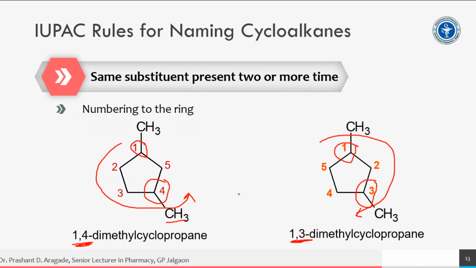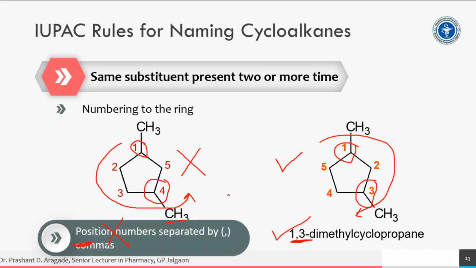So remember that you have to number the cycloalkane in such a way that the substituent-carrying carbon atoms possess the lowest possible numbers. The lowest possible numbers are 1 and 3 as compared to 1 and 4. So this numbering system is incorrect and this numbering system is correct. Always remember that while numbering, you have to select either clockwise or anticlockwise depending on which gives the lowest possible numbers to the substituent-carrying carbon atoms. That's why this name is correct and this name is incorrect. So follow this method to give the numbering and name for cycloalkanes.